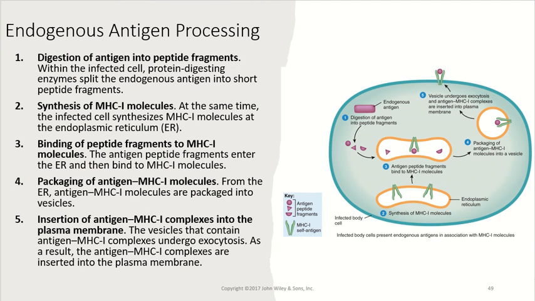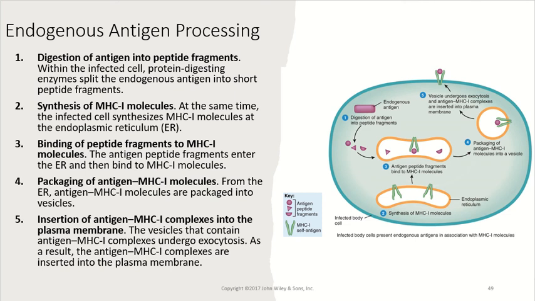Now taking a look at endogenous antigen processing, this is a little bit shorter. There are only 5 steps here. We start with the digestion of antigens into peptide fragments, same as last time. Within the infected cell, protein digesting enzymes split those endogenous antigens into short little peptide fragments. Then we have the synthesis of our MHC1 molecules. At the same time as this digestion, the infected cells synthesize MHC1 molecules at the endoplasmic reticulum. We then have binding of peptide fragments to MHC1 molecules.